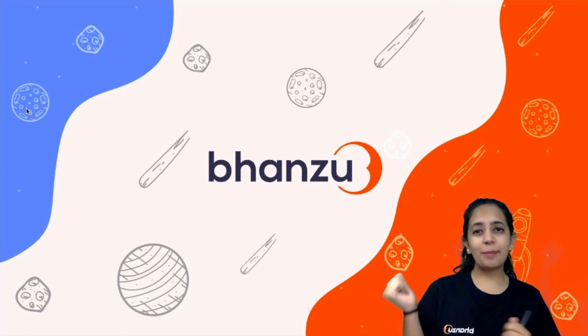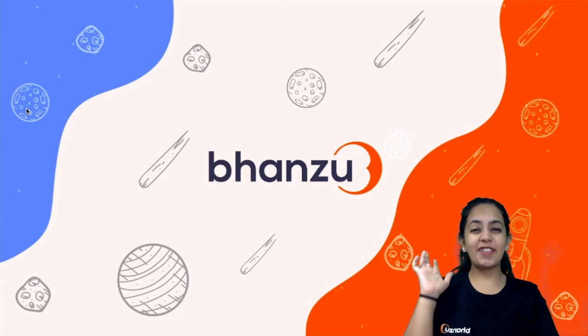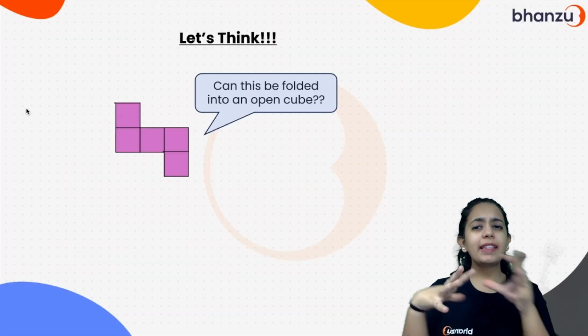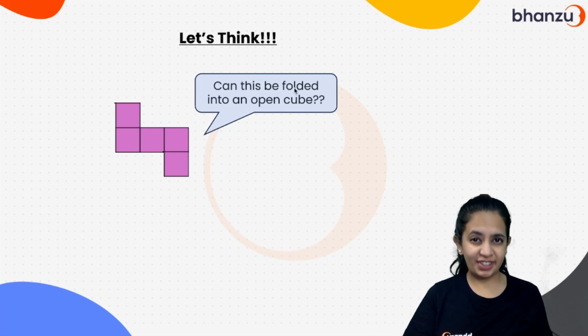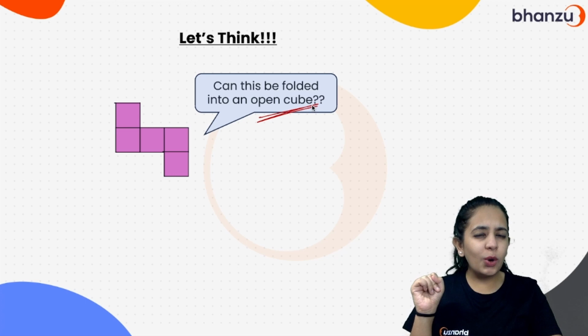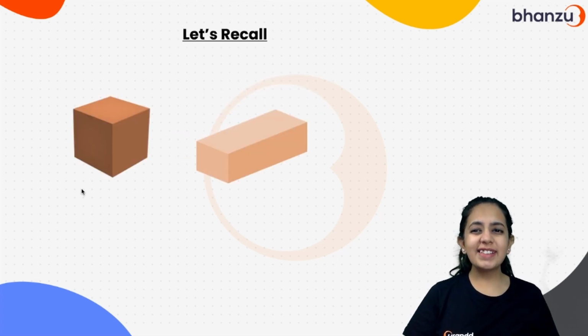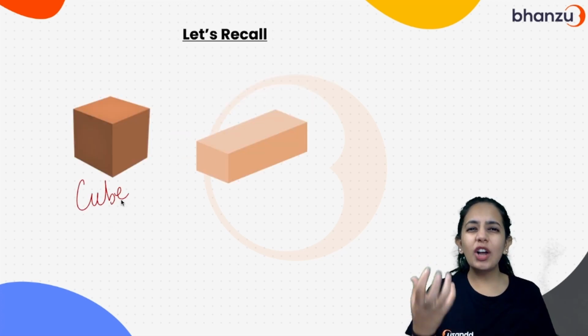Since we are starting a new chapter today, let's start it with a fun question. Tell me, this is some shape given over here. Can you fold this in such a way that you get an open cube? Yes? Okay, if you recall, what is a cube? A cube is a six-faced solid shape.